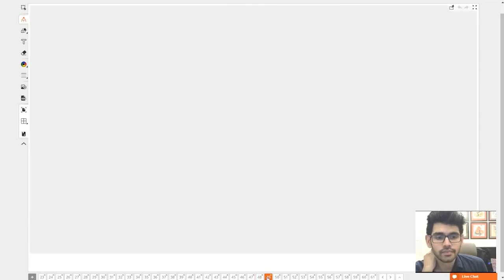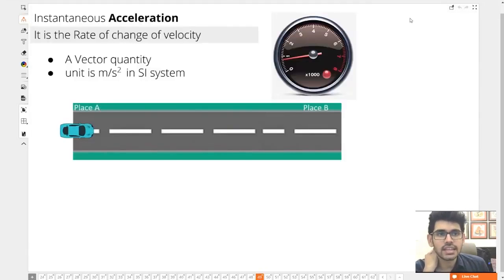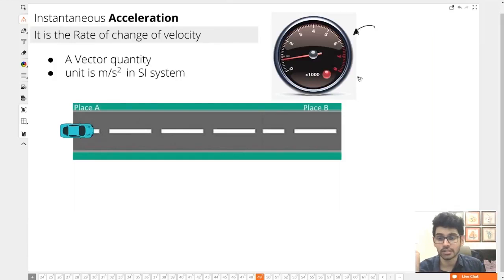Now let's move on. Instantaneous acceleration, for example, if you're driving a car. Obviously all the supercars and great cars have an acceleration meter also. It tells you how much acceleration you have, right? So at a particular instant, when your acceleration is varying, you can find the instantaneous acceleration using the slope of the curve. We will see how to do that in the upcoming classes. Now let's have a look at this. It's a vector quantity. Unit is meters per second square. Dimensions are LT raised to the power minus 2, M raised to the power 0. Let's write.